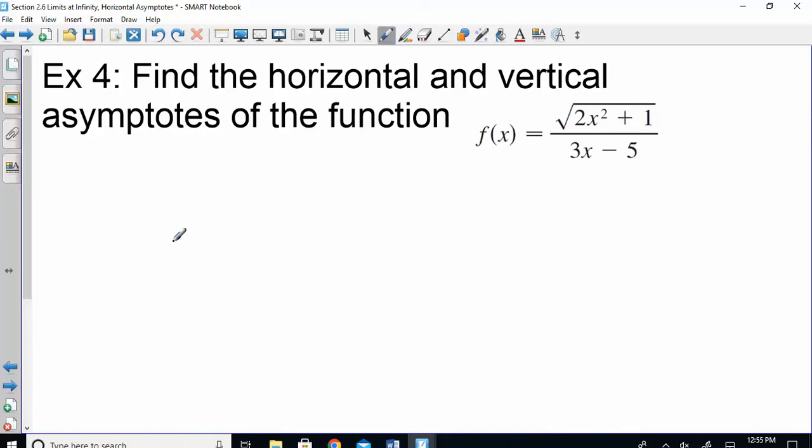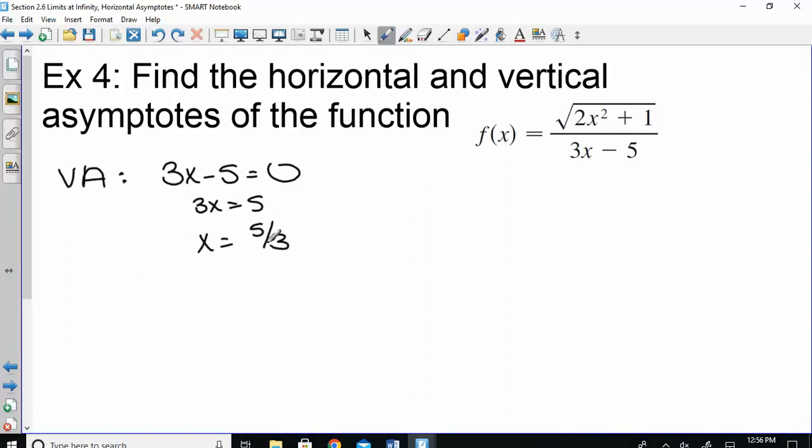I want all the asymptotes here. So let's start with the easy one, vertical asymptote. How do you find that? It's just what makes the bottom 0. So you get x to be 5/3.